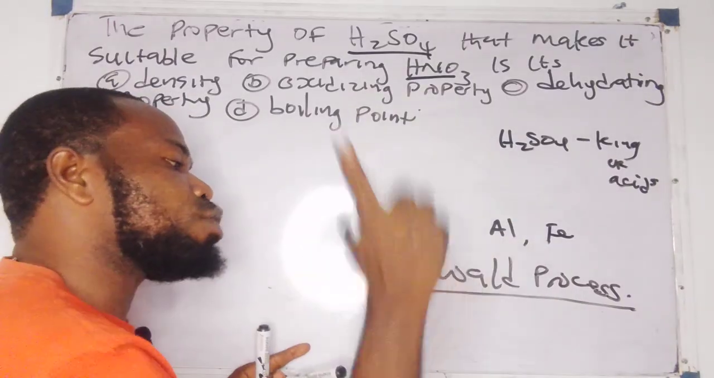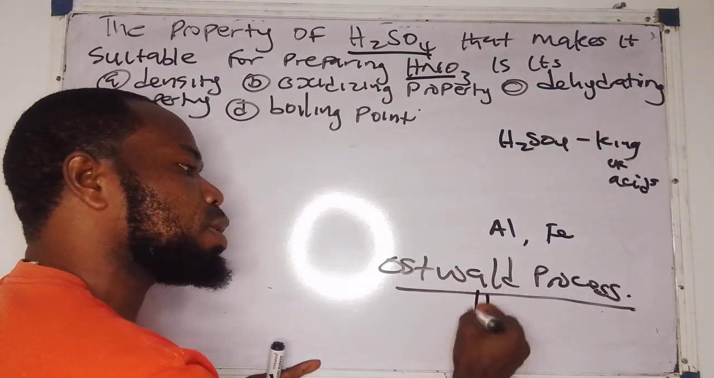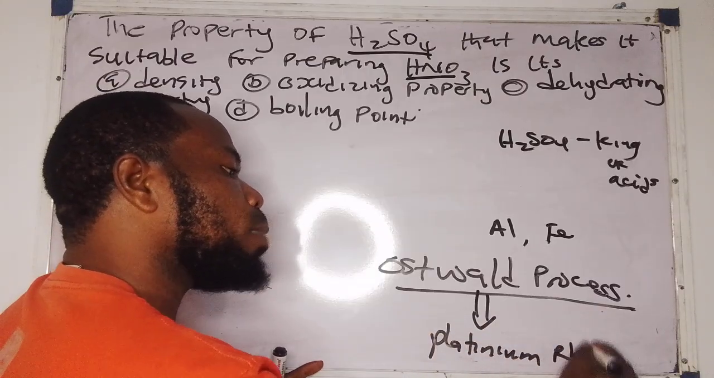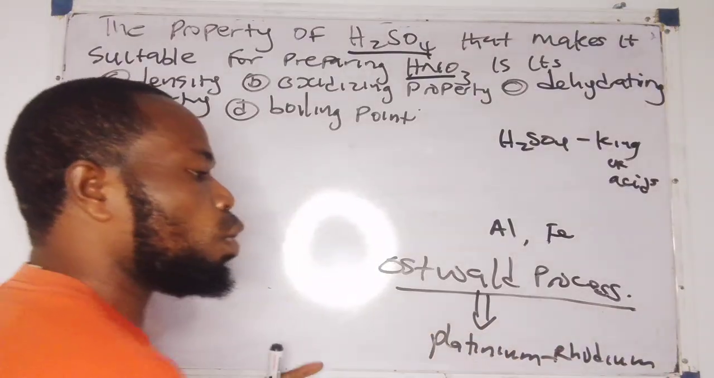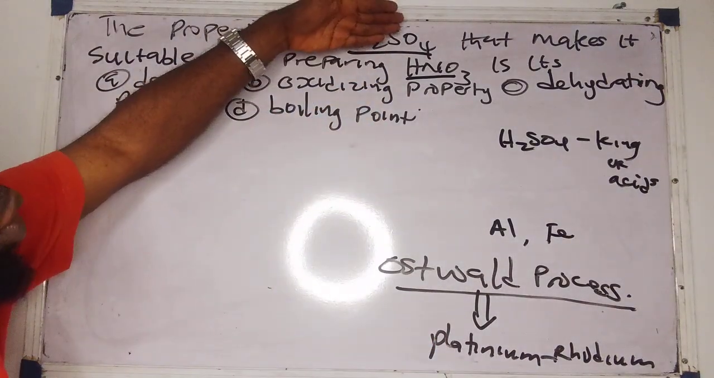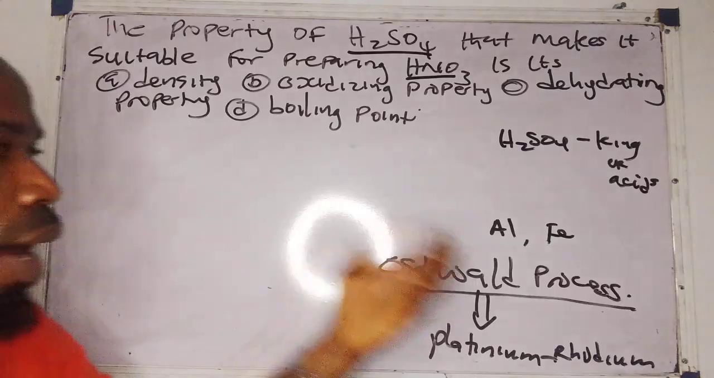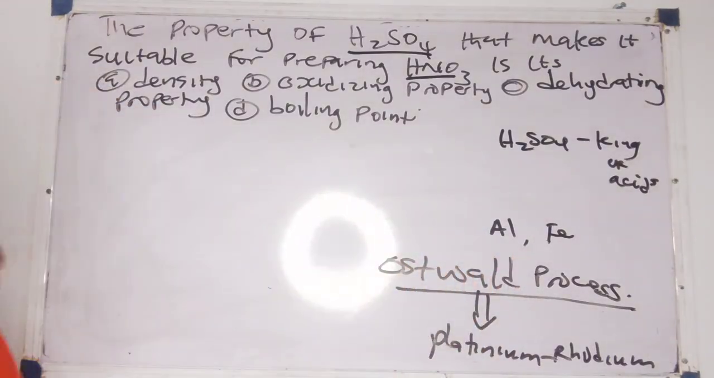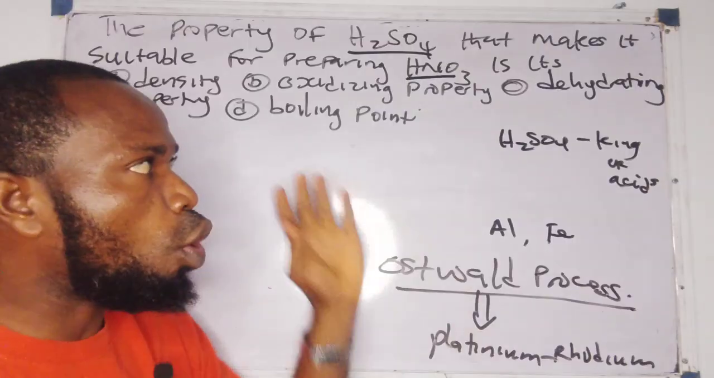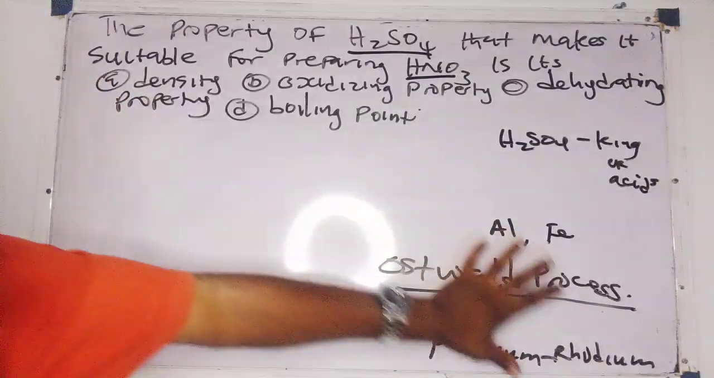And in that Ostwald process, a catalyst is used, just like in the contact process. Now, the catalyst that is used in the Ostwald process is what? It is platinum rhodium. Platinum rhodium catalyst is used in what? In the Ostwald process. So we are beginning to break down the equation now. H2SO4 is used to manufacture what? HNO3. What's the catalyst used in this process? It is platinum rhodium. Now this process is called what? It is called the Ostwald process. Now we have summarized that.